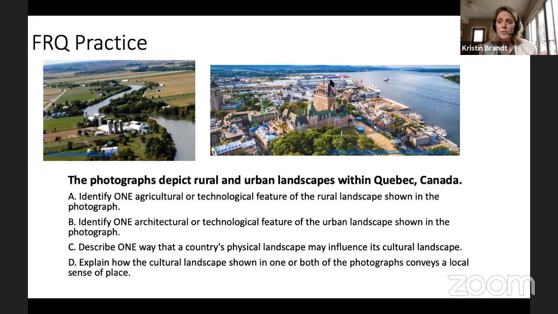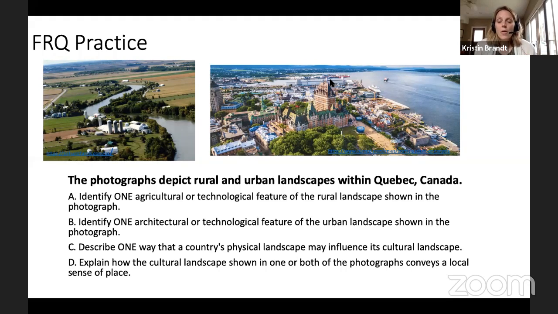If I was looking at the urban landscape, I would totally talk about how the town was set up along the river. Clearly it looks like it's for trade and tourism, but that river is the way of moving goods and people in and out. Explain how the cultural landscape shown in one or both conveys a local sense of place. This is where it gets a little bit tricky, because I was choosing these images based off of one about the Netherlands, so I was mimicking that. I would talk here, instead of globalization, about that local sense of place: how does this reflect the French culture or the European culture?